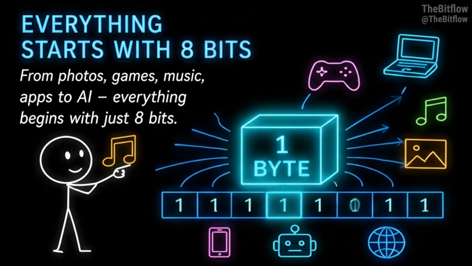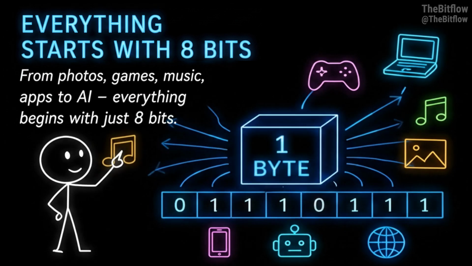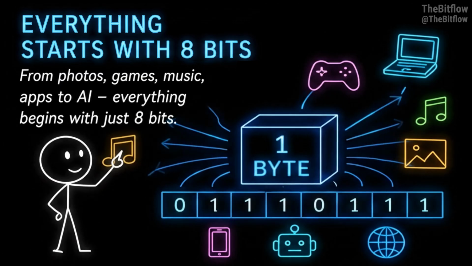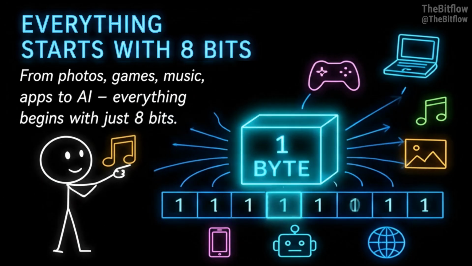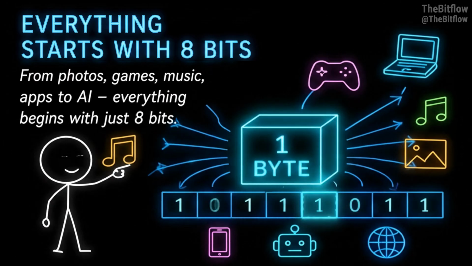Everything you do on a computer begins with just 8 bits. Watching videos, playing games, listening to music, browsing the web, even talking to AI. Behind every app, every image, and every file is the same tiny building block, just 8 bits. But how can something so small create an entire digital world?